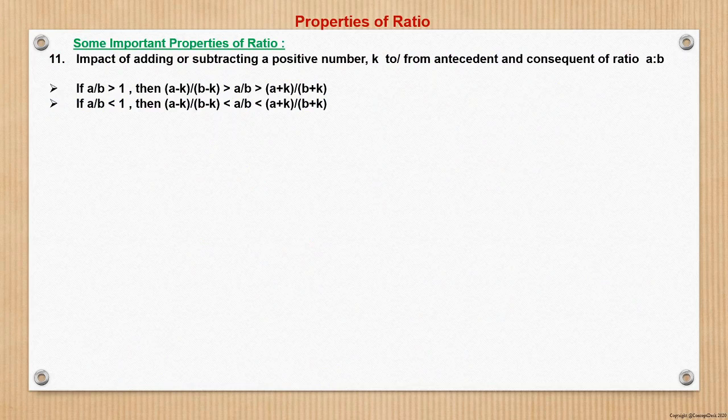Upon this, now we'll see certain properties of ratio again. Here it is the impact of adding or subtracting a positive number k to or from the antecedent and consequent of ratio a is to b. These things we have seen just now through an example. Now we'll see in detail. Here it says that a by b is greater than 1, so this means that a is greater than b. Now see what happens.